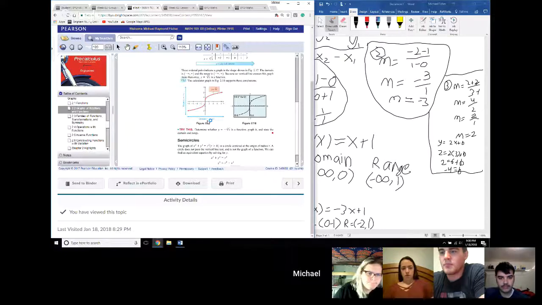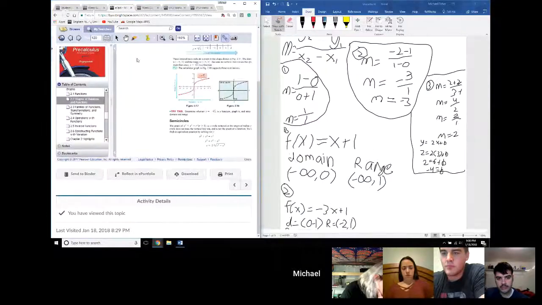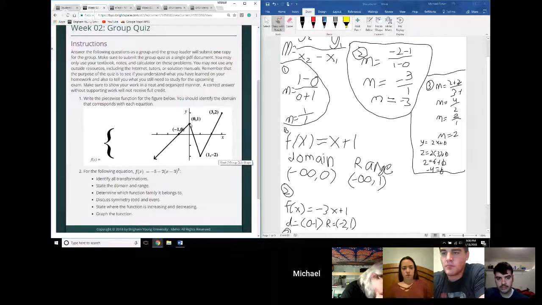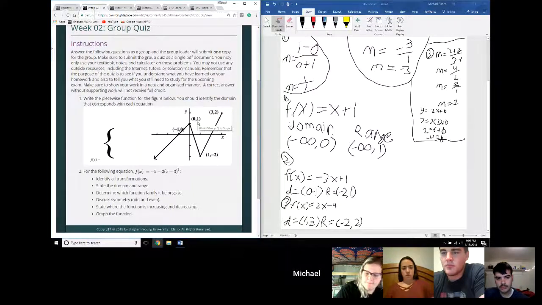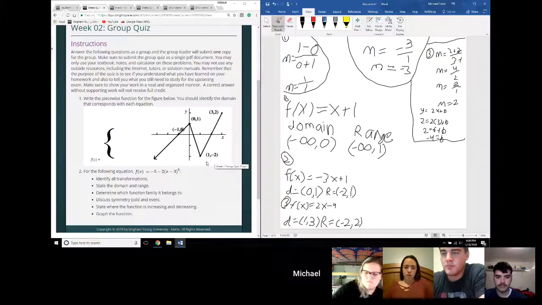So yeah, domain is x values. So for number 2, the lowest x value is 0 and the highest value is 1. Oh, I see. And then range is y values. So the lowest y value is -2 and the highest is +1.